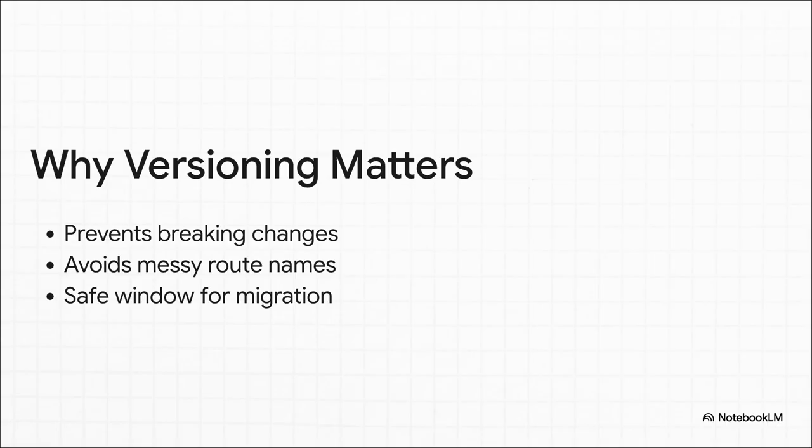It also avoids messy, unprofessional route names like /API/new-products. But most importantly, it creates a safe window. Front-end engineers get a stable, predictable timeline to migrate their code over to v2, while v1 is safely and slowly deprecated over time. It's a lifesaver.